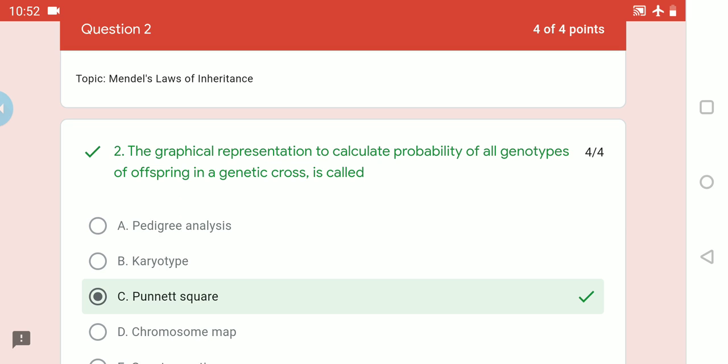That is Punnett square, or we can also say a checkerboard in general. In the F1 generation, we start the crosses between the parents. But while we are writing the F2, we will draw a checkerboard so that we can easily identify the probability of all genotypes of offspring in the genetic cross. Isn't it? So that's why option C is the right option. Okay? Yes.